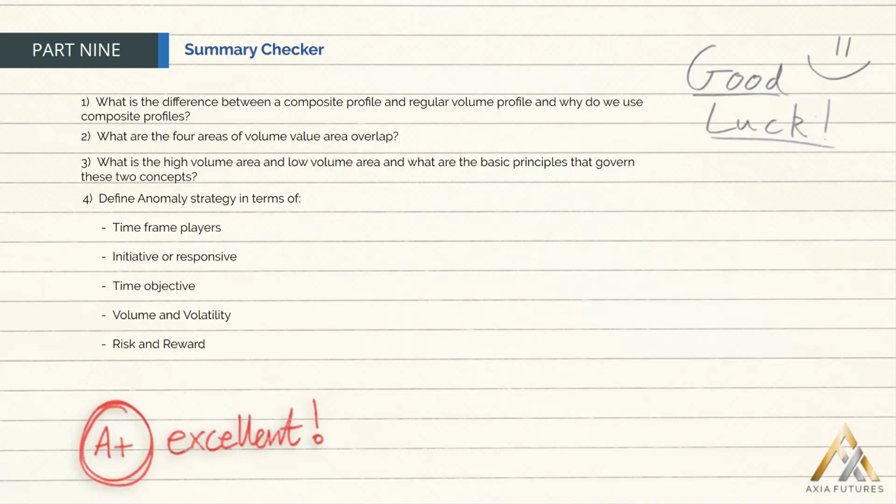What is the difference between a composite profile and a regular volume profile? And why do we use composite profiles? Then, what are the 4 areas of volume value area overlap? What is the high volume area and low volume area, and what are the basic principles that govern these 2 concepts? And then lastly, define the anomaly strategies in terms of time frame players, initiative versus responsive, time objective, volume and volatility, risk and reward. Good luck.